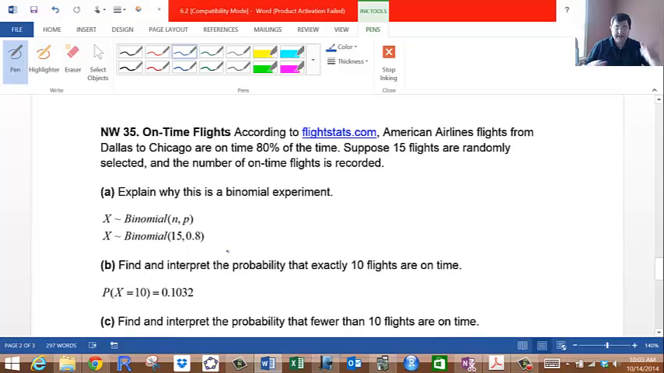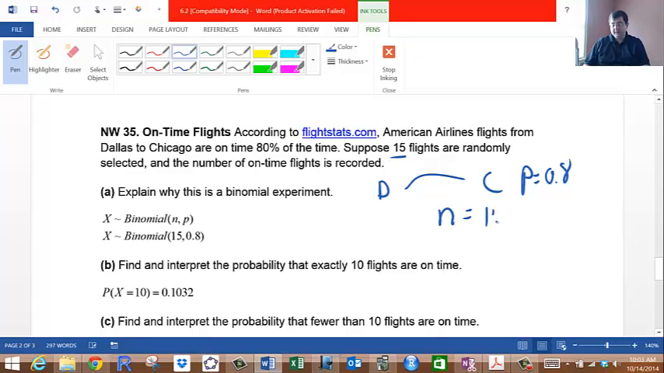All right, so let's take a look at example 35. It says, according to flightstats.com, American Airlines flights from Dallas to Chicago are on time 80% of the time. So the probability of success is 0.8. Suppose 15 flights are randomly selected and the number of on-time flights is recorded. So we've got number of flights 15, so n is 15. So we've got n and p. So we can say x follows binomial with number of trials 15 and probability of success 0.8.